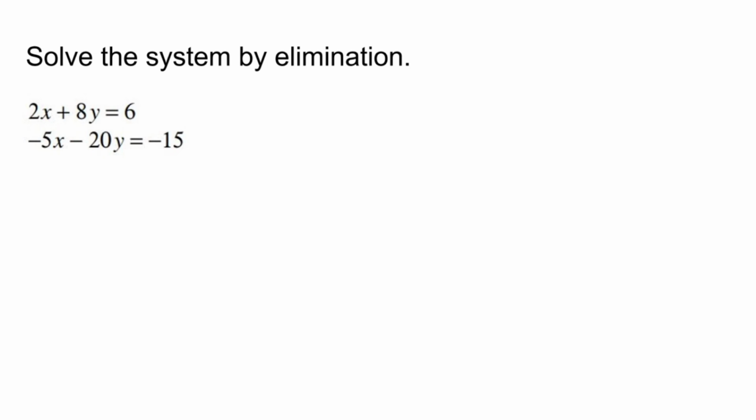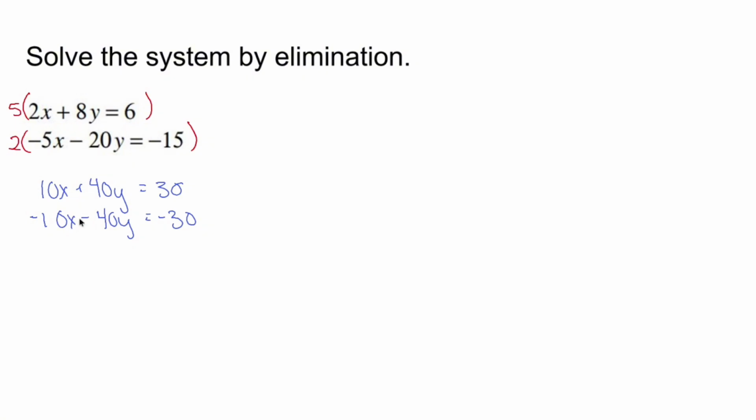What I'm going to do is, since I already have 2x and 5y, I'm going to multiply this top row by 5 and this bottom row by 2. What's going to happen by doing that is x becomes 10x and x becomes -10x, and then I can add the rows and everything will be just fine. So this becomes 10x plus, multiply 5 to everything, 40y equals 30. The bottom row becomes -10x minus 40y equals -30.